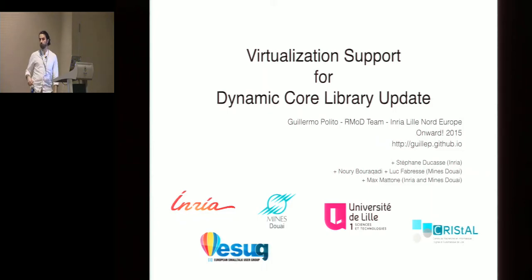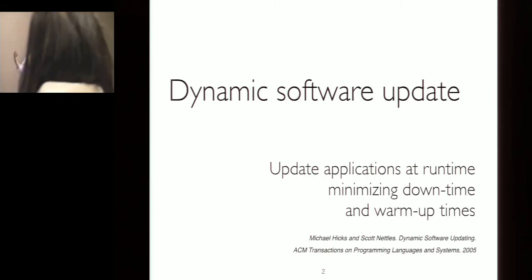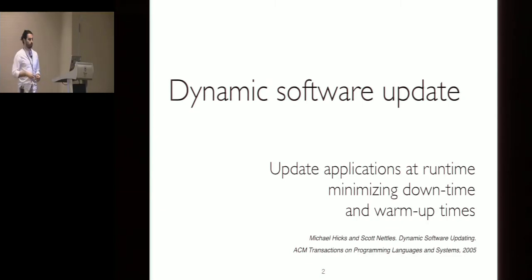In this presentation, I'm going to show you our virtualization infrastructure for doing dynamic core library update. So the first thing that I should talk about to set a bit the context is dynamic software update. A dynamic software update is a software update that happens at runtime. We are going to deploy new features to our programs at runtime, trying to minimize the downtime of our programs and the warm-up time. That is, to not restart the program every time that we have to deploy a new change.